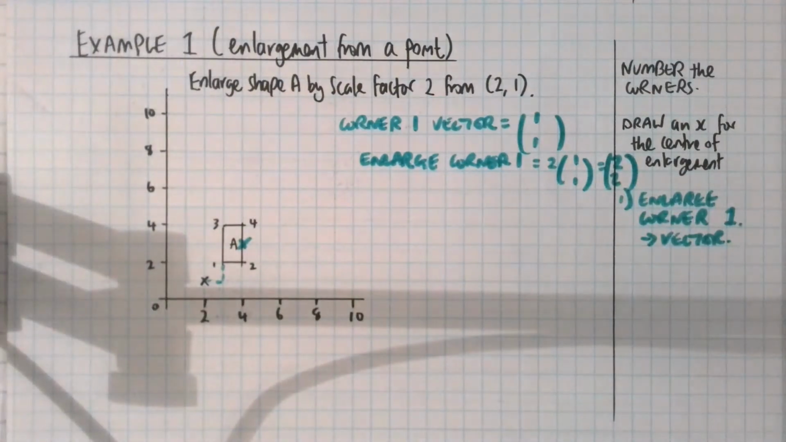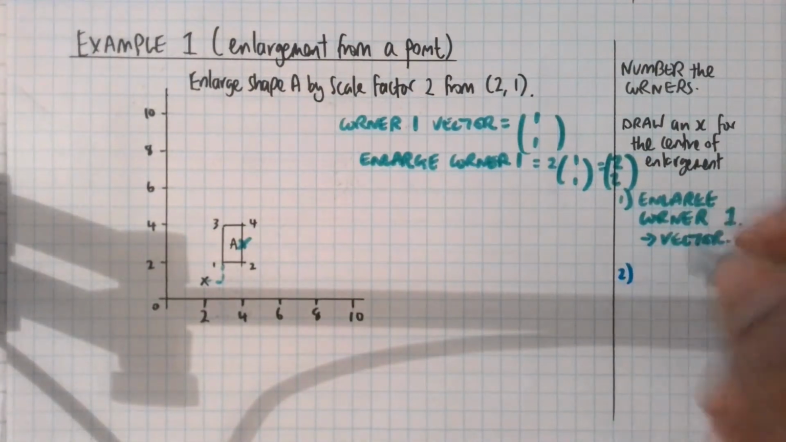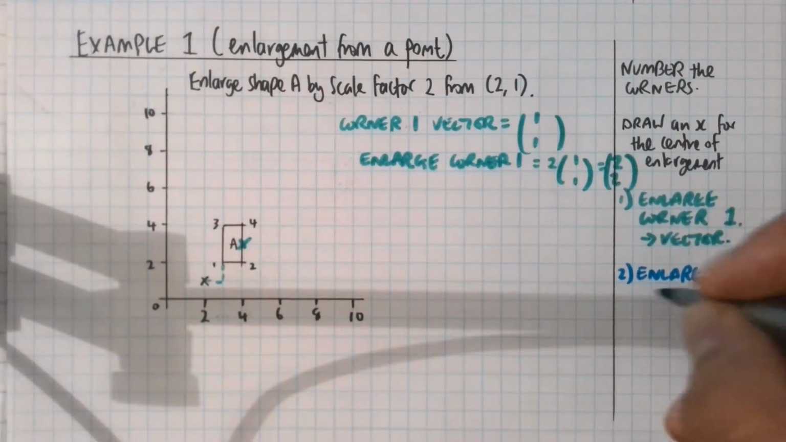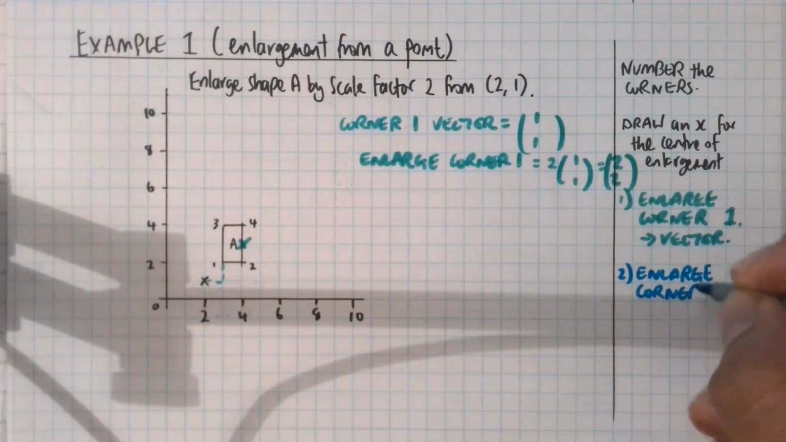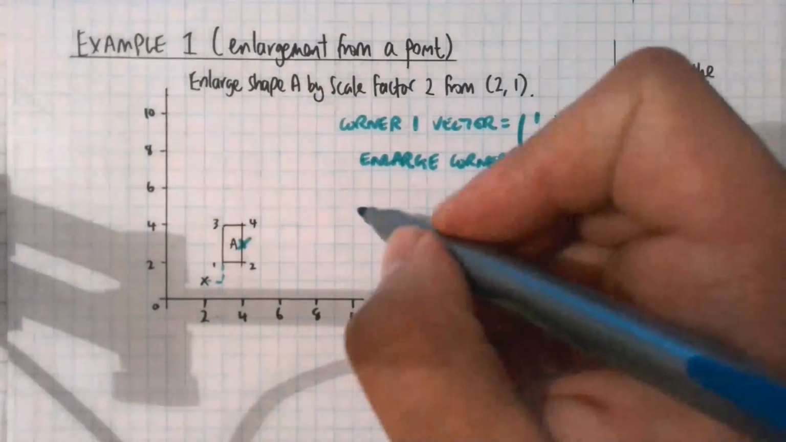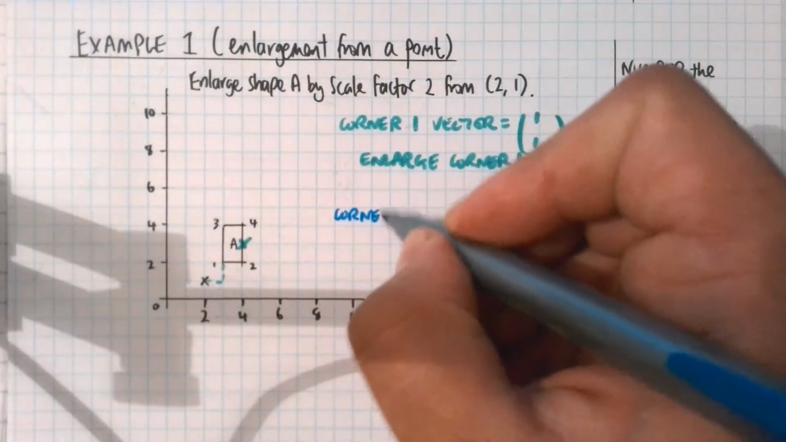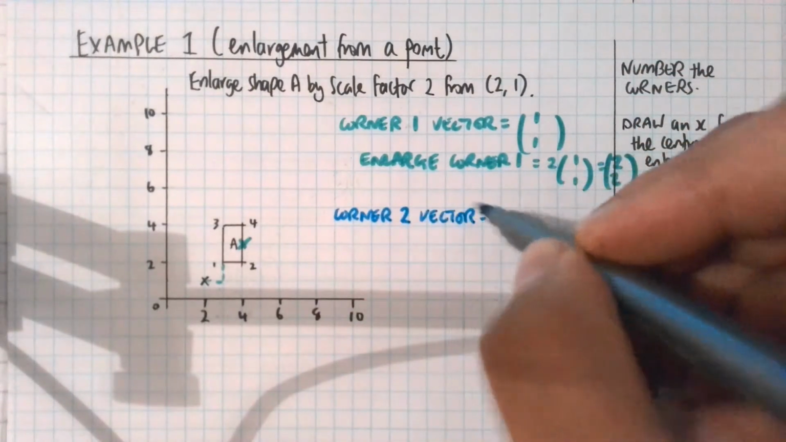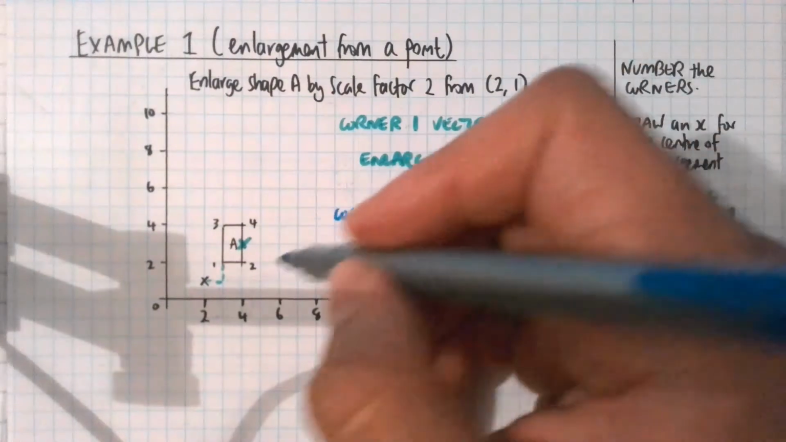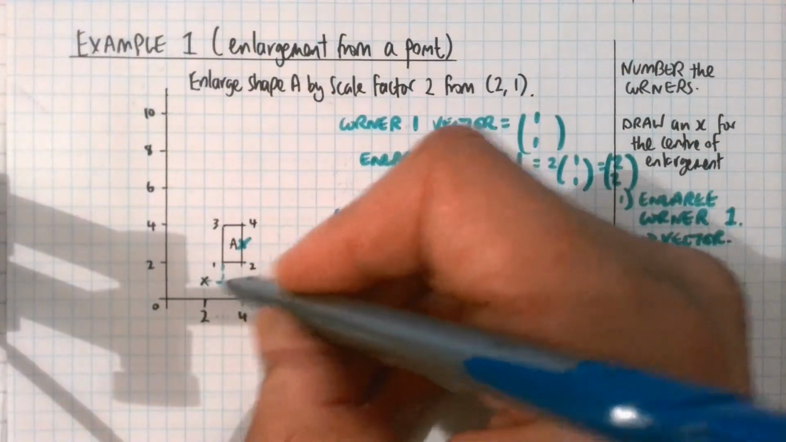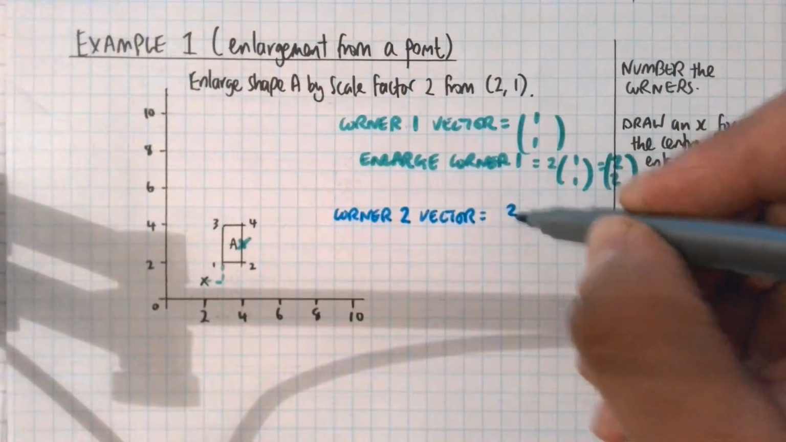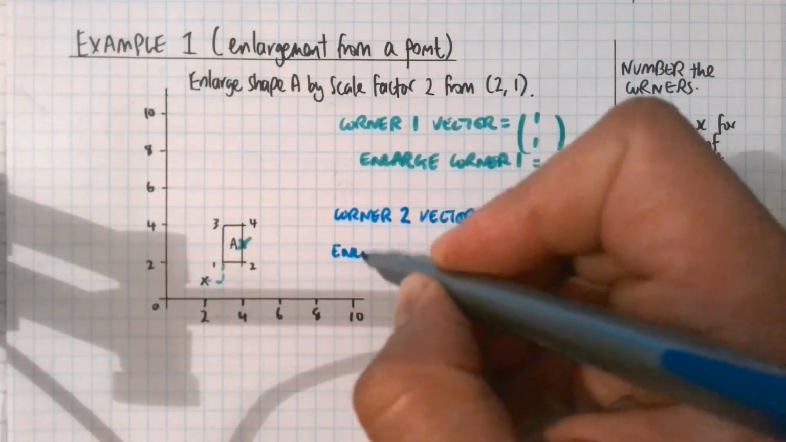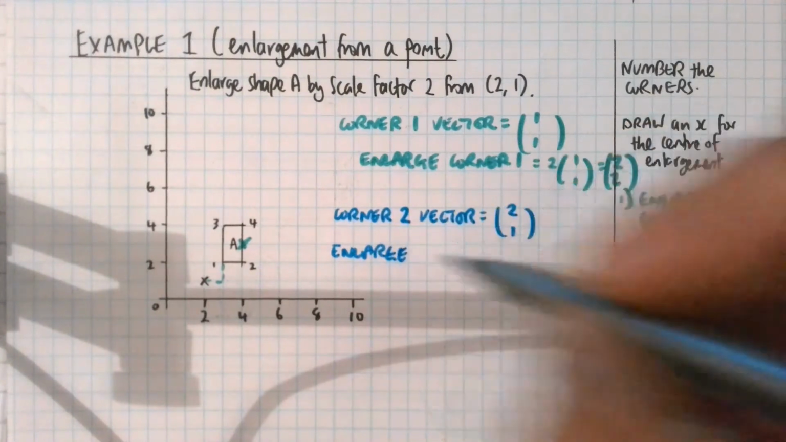Now we're going to repeat this process for corner number 2. So I need to work out the vector first for corner 2. So the corner 2 vector from the center of enlargement. Well, this takes a little time, but that's okay. So we start there, the X, we go across 2 and up 1. So our vector is going to be 2 and 1, because we went across and then up. That's how it works. The left and right number goes at the top of the vector, the up and down goes at the bottom of the vector.